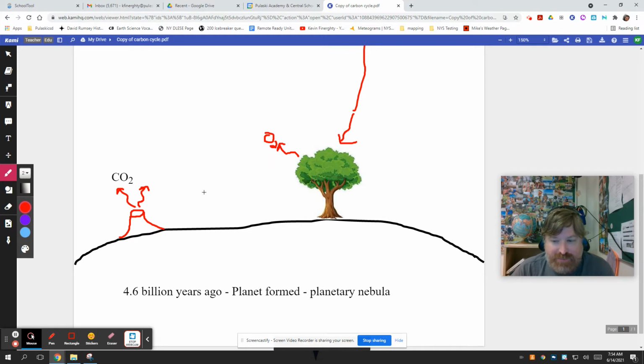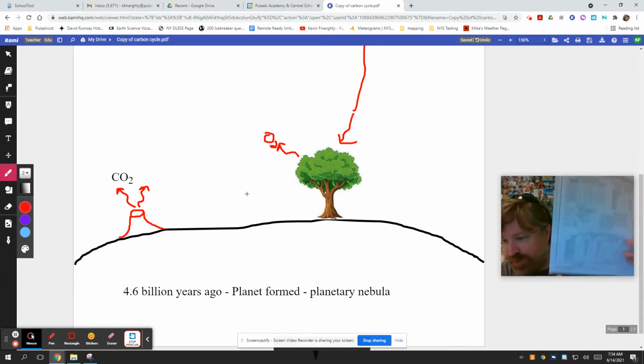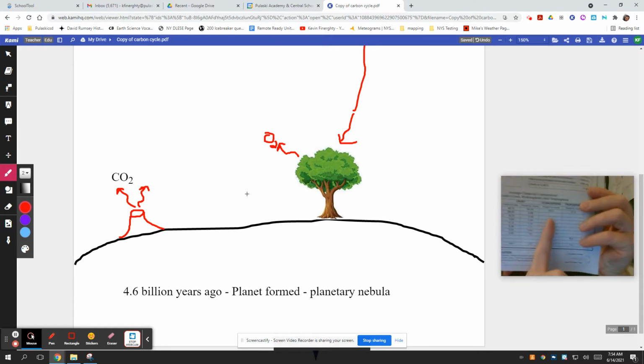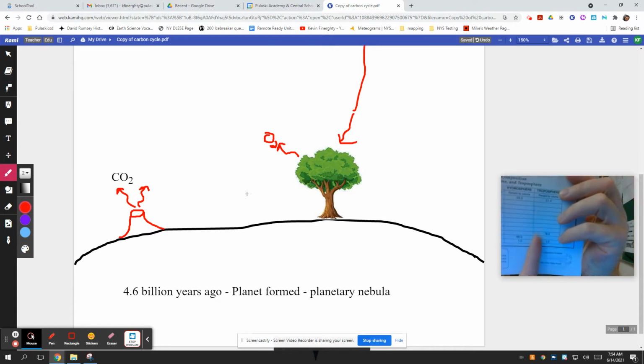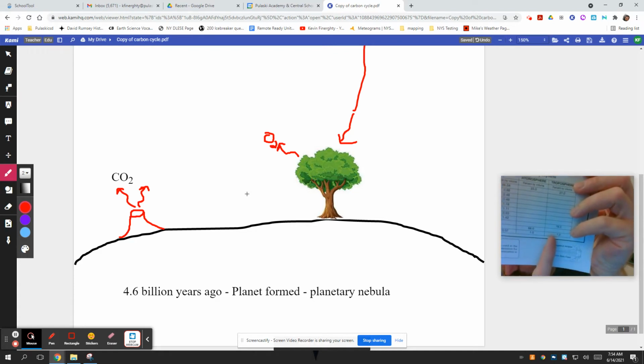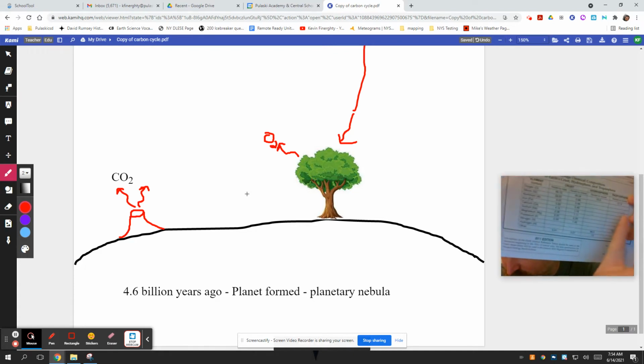But we like all these things in fairly specific proportions. We evolved to survive having these things in fairly specific proportions. And if you ever need to know those proportions, they're right here on the front page of the reference tables. How much is in the troposphere? 21% oxygen, 78% nitrogen, and 1% everything else. And those words are over here.